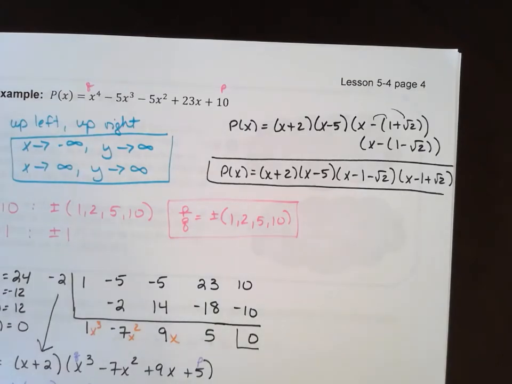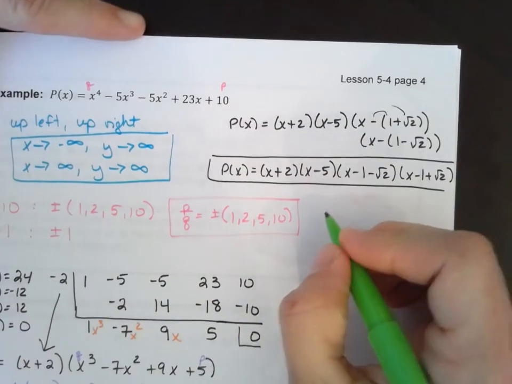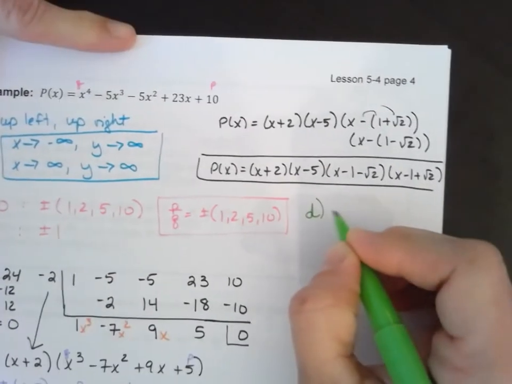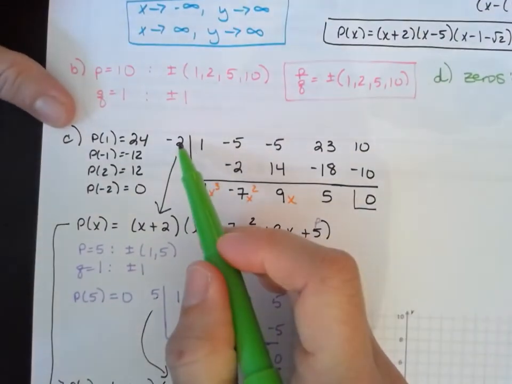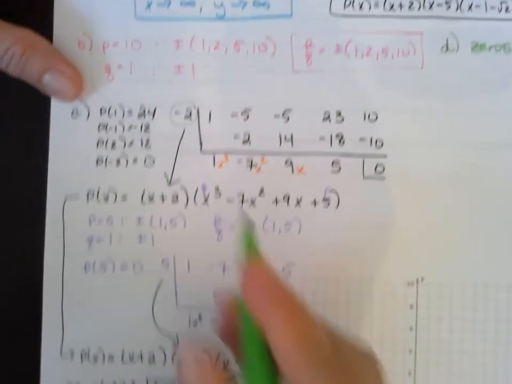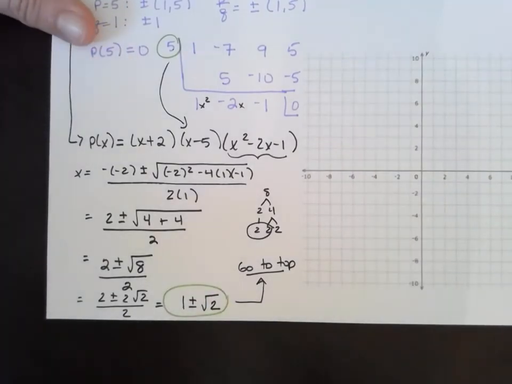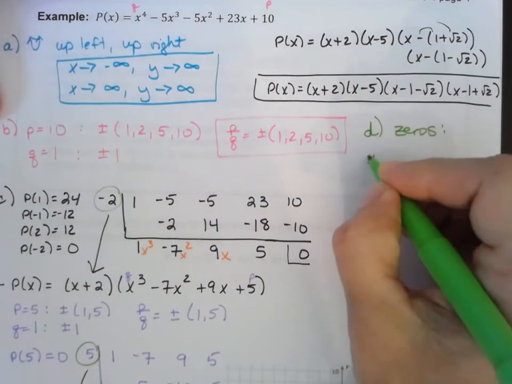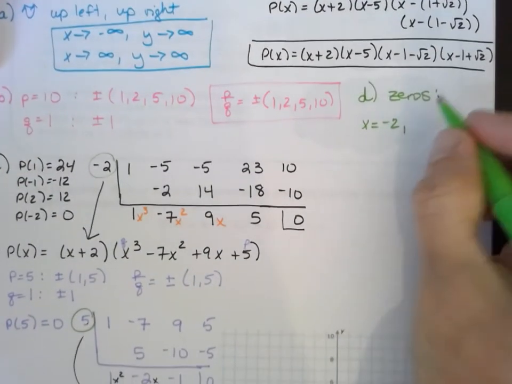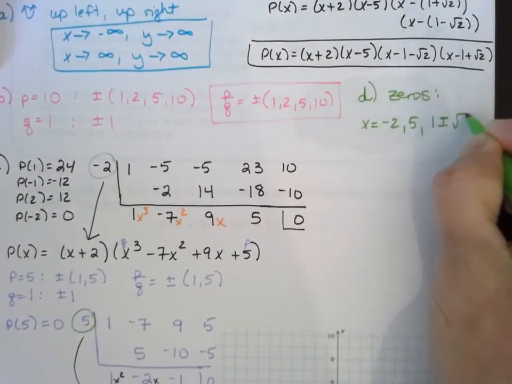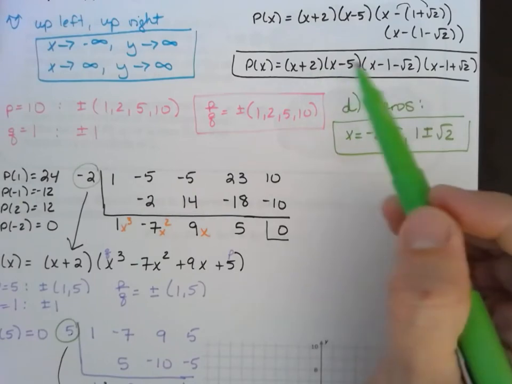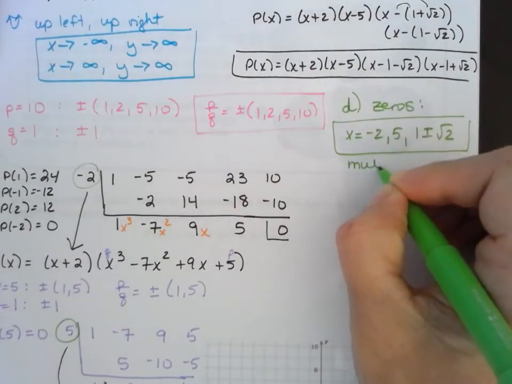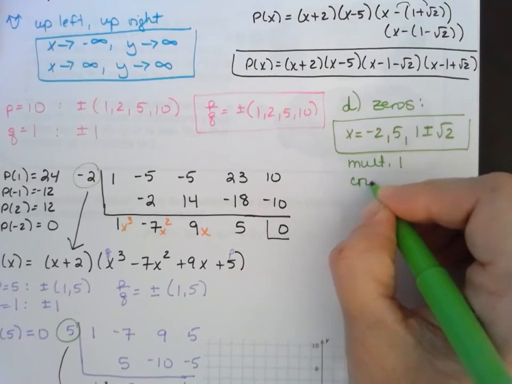The next thing we're supposed to do is find all the zeros. The cool thing is we did most of the work already. Here's a 0. Here's a 0. And here are 2 zeros. So we have them all. X is equal to -2, 5, and 1 plus or minus the square root of 2. These are all of our zeros. All of those occurred only one time, so they all have multiplicity 1, which makes them all cross points.